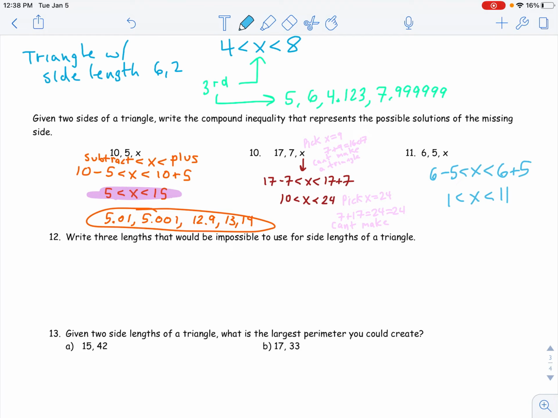All right, write three lengths that would be impossible to use for side lengths of a triangle. This is my favorite example. I'm going to pick sides 1, 1, and 1 million. All right, the triangle inequality theorem would fail. 1 plus 1 equals 2, and to say 2 is bigger than a million, that right there is false. Cannot make a triangle.